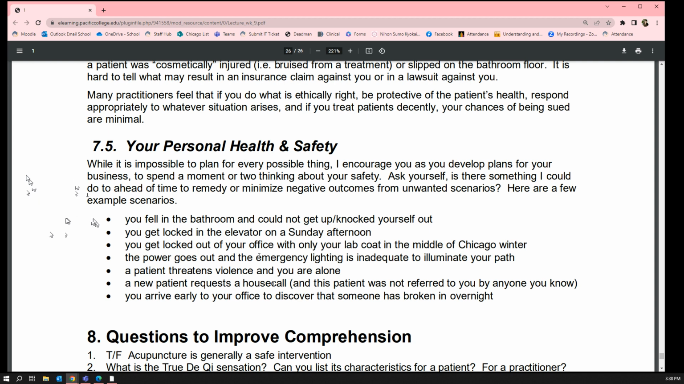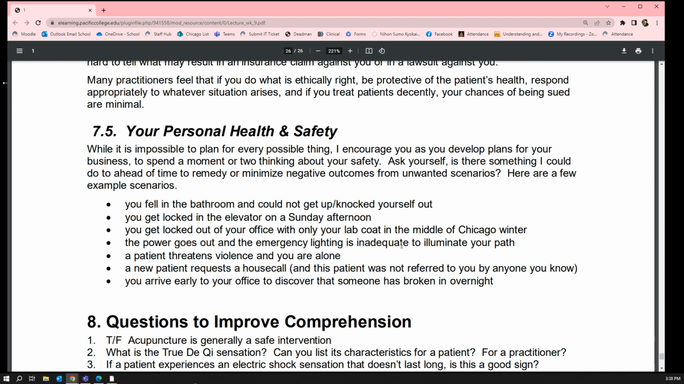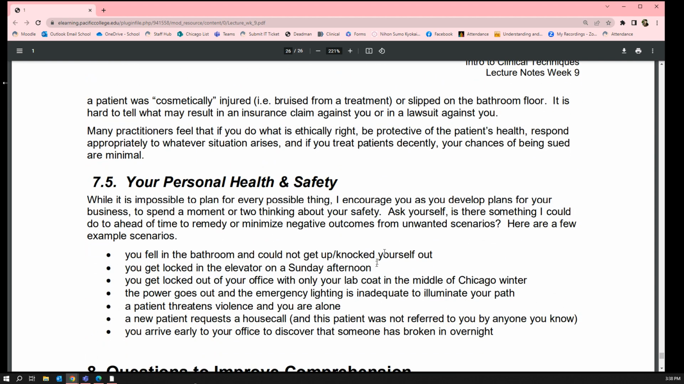If the power goes out and the emergency lighting is inadequate to illuminate your path. What if a patient threatens violence and you are alone, either at a house call or in your office? A new patient requests a house call. This patient was not referred to you by anyone you know. So they just say, hey, I found you off of Google. Or if you arrive early to your office to discover that someone has broken in overnight. These are all scenarios that we should think about how we would handle them.